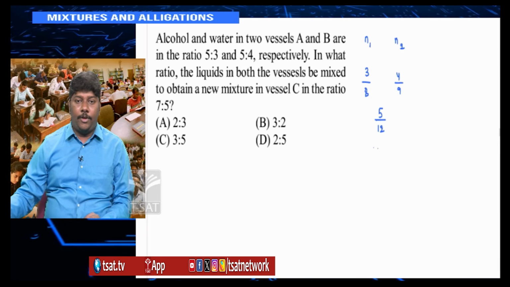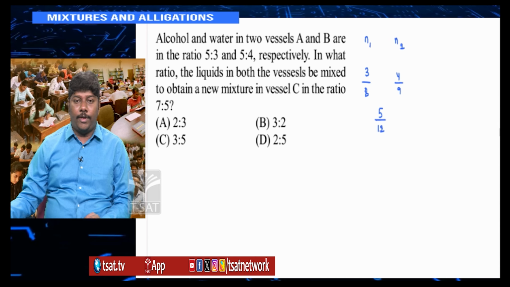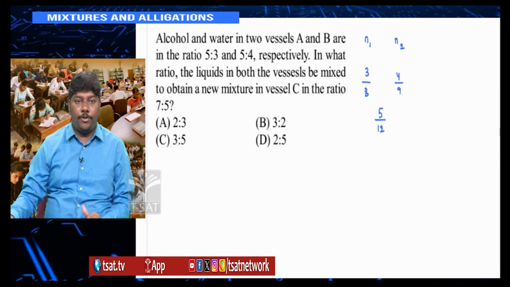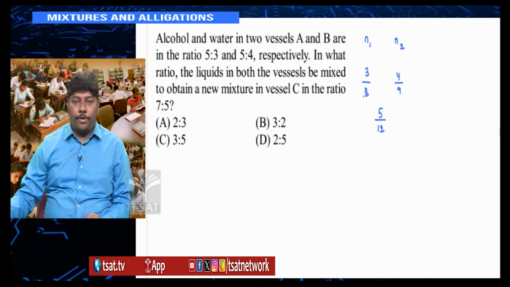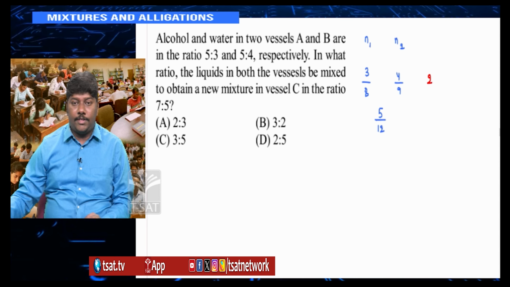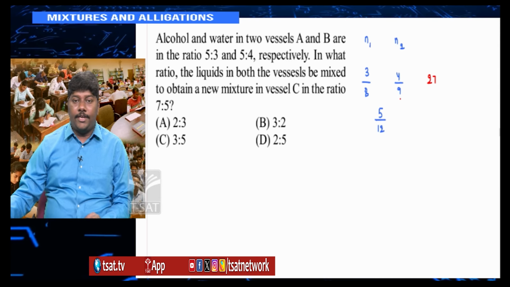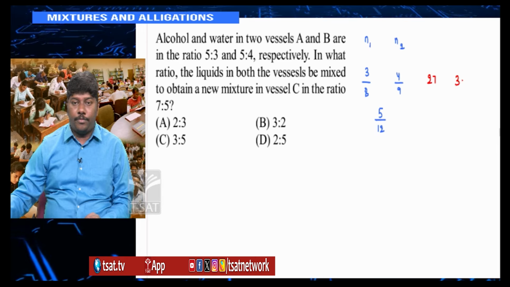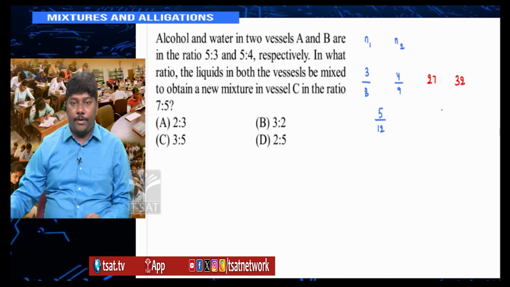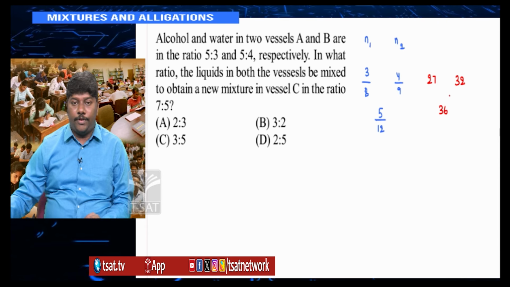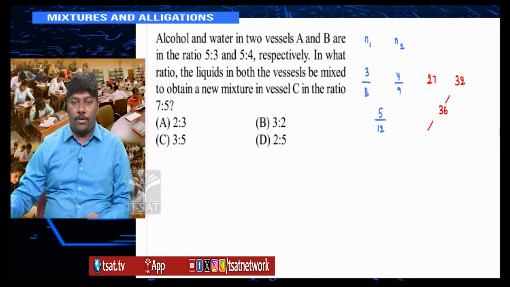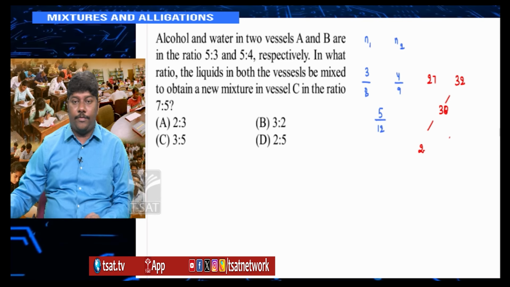I can just multiply it with the LCM of 8, 9, 12, that is 72. Multiply it with 72, what are you going to get? 72 means 8 9s are 72, so 3 9s are 27, 9 8s are therefore 32, 12 6s are therefore 30. The difference is 2 here, difference is 3.